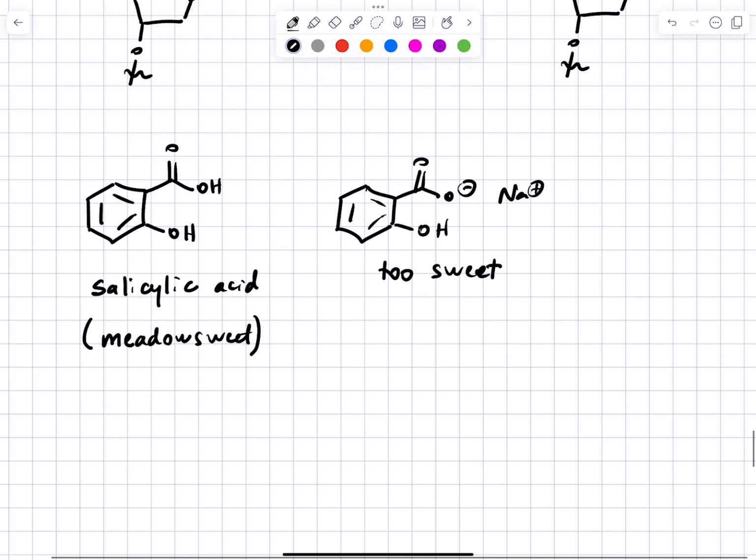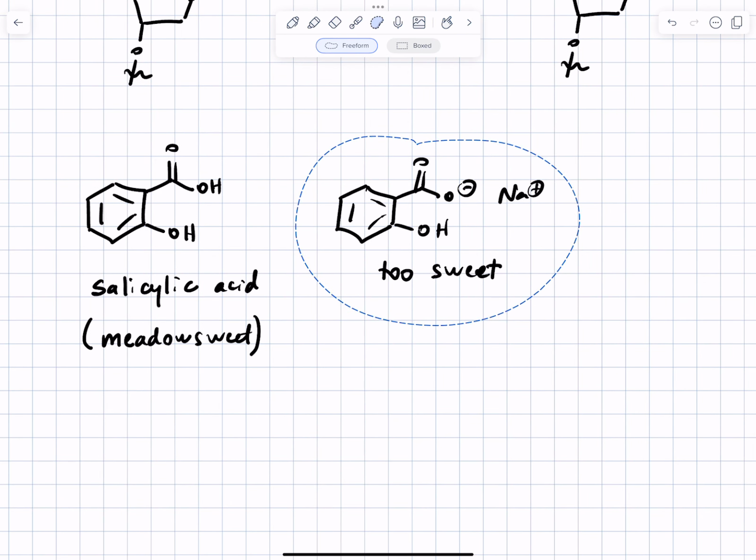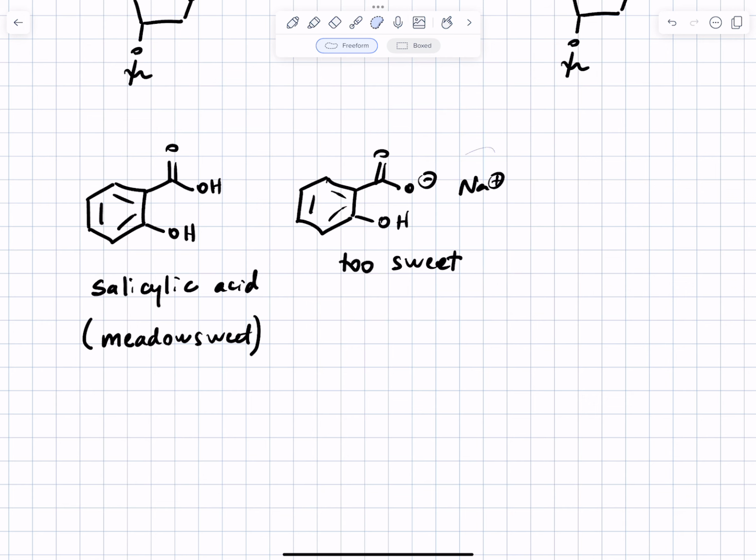His name was Felix Hoffmann, and his work was motivated by his father suffering from rheumatoid arthritis, being in terrible pain, and yet not being able to tolerate the sweetness of sodium salicylate. I've never tried it, and I'm with some of you who may be thinking, is there such a thing as too sweet? Could it be that bad? I think it actually is that bad.